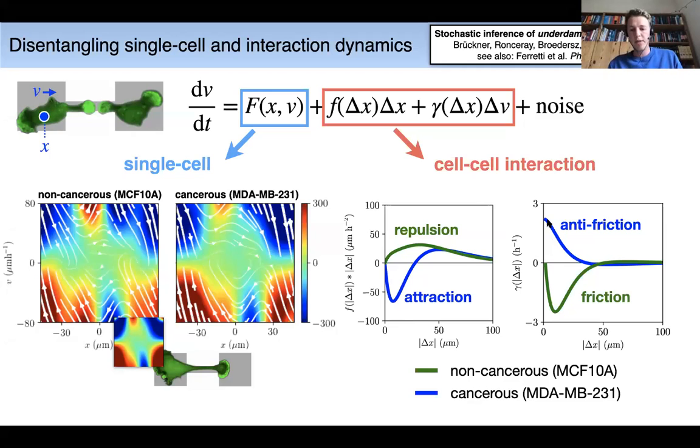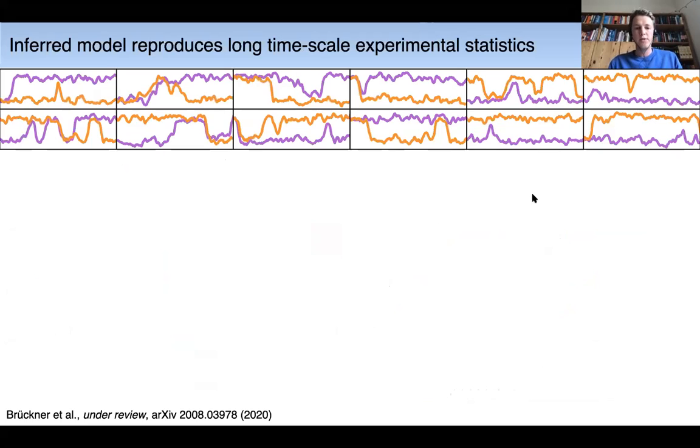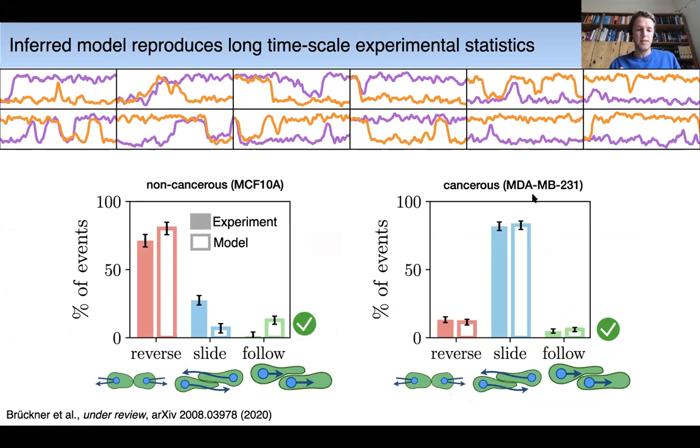Now, we shouldn't just blindly believe this model. We actually have to test whether this model can capture our data. And to do that, we simulate trajectories. And remember here, we only use short timescale information to infer this model, but we now actually test whether this model can predict long timescale features of our dynamics, such as these reversal and sliding behaviors. And we find that the model actually captures the ratios of these behaviors very well. So this shows us that the general form of this equation of motion that we've postulated here can accurately capture the dynamics that we see in experiment.